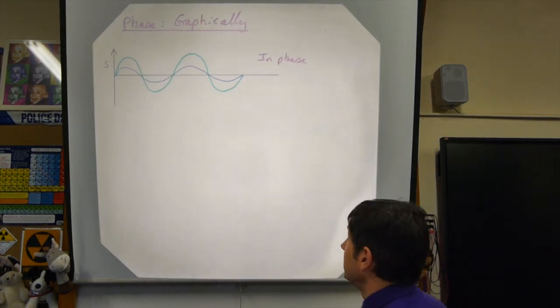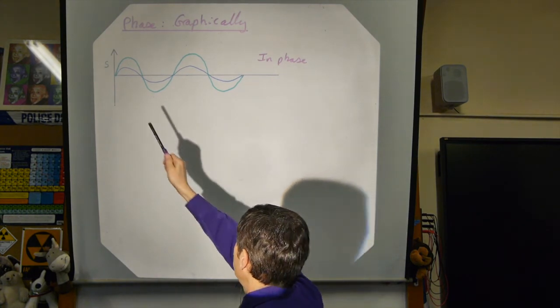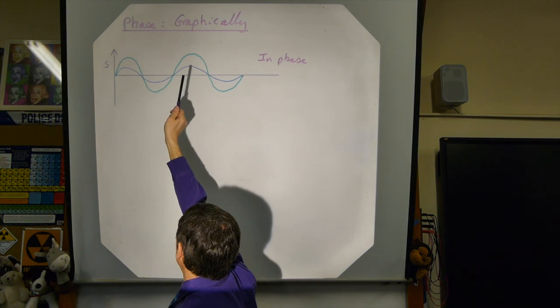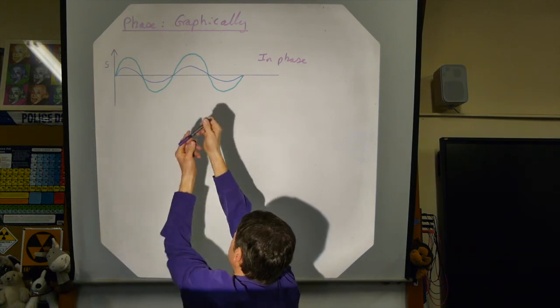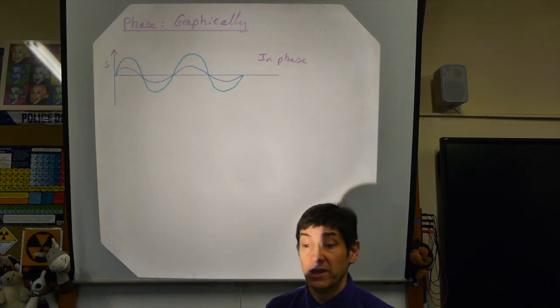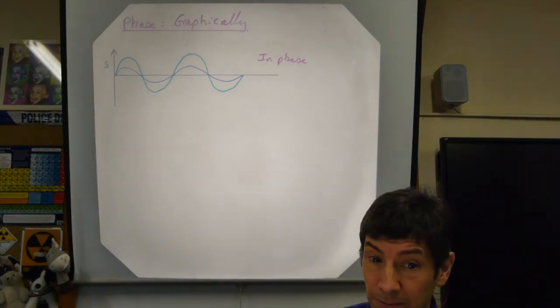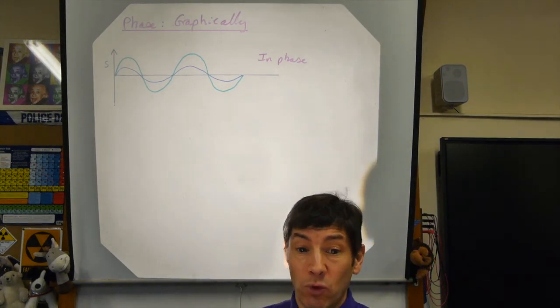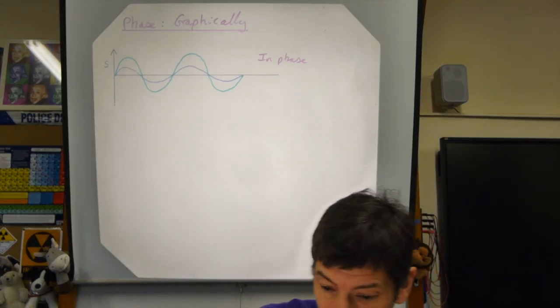Just for interest's sake again, if we pick the peak of this one here, that particle, and the peak of the blue one there, they're in phase, but there's a rotation of 360 degrees. But they're still completely in phase. So let's now look at what we understand by antiphase or out of phase.